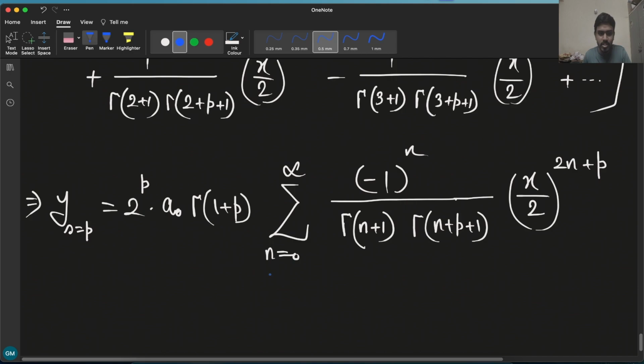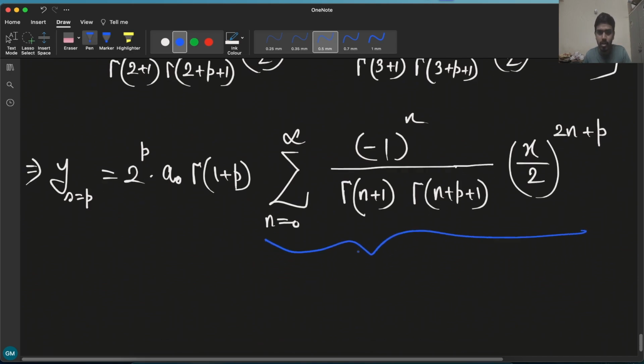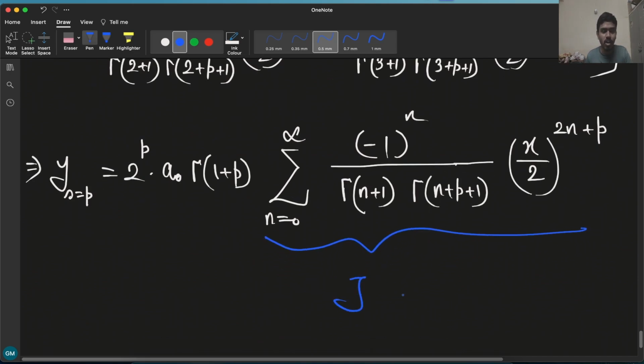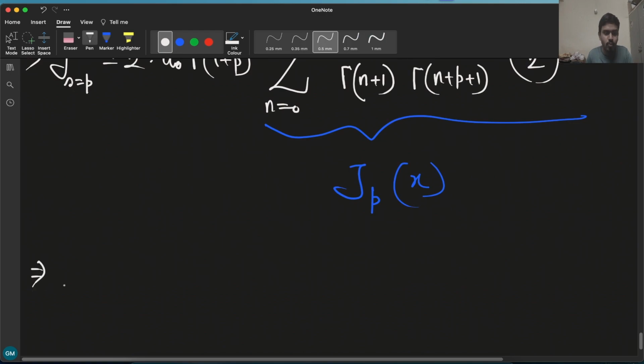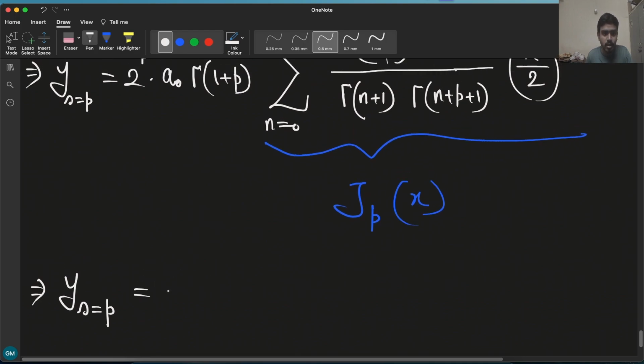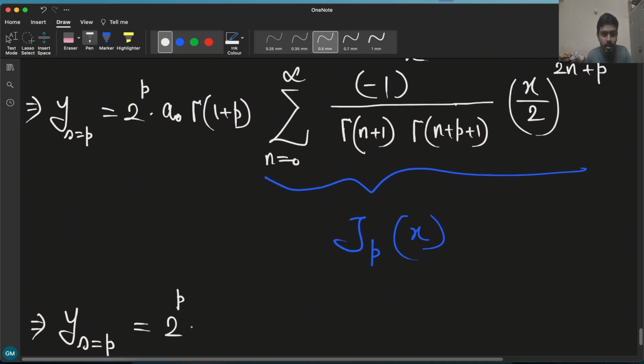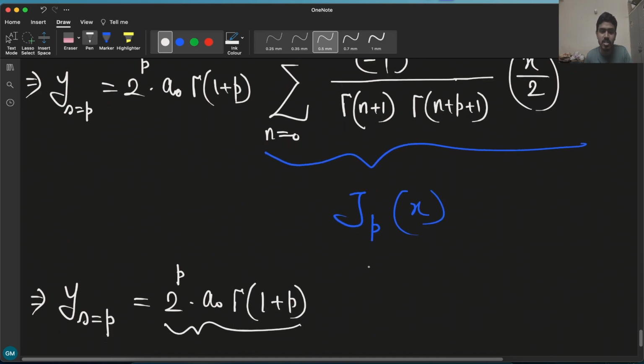Then you can see that all these terms follow, and this summation is basically called the Bessel function of the first kind. This is basically J_p(x). So the solution of this Bessel differential equation for s equals p is 2 to the power p times a0 times gamma of 1 plus p, which are all constants for a particular value of p, times J_p(x).